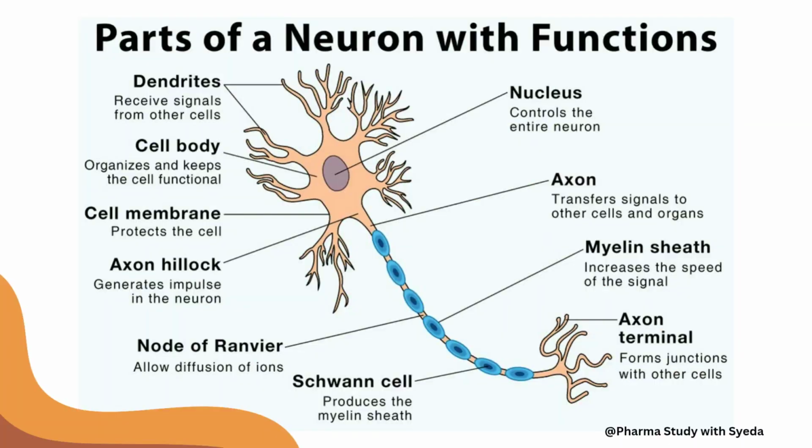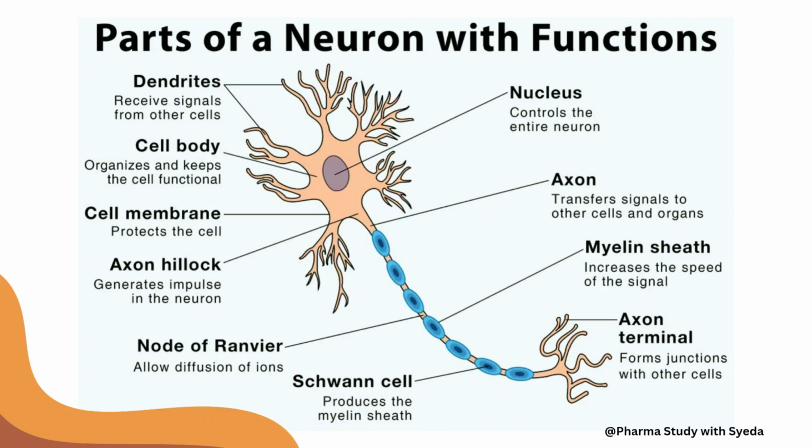First, dendrites, they receive signals from other neurons. Next, the cell body, it controls the neuron's activities. Inside the cell body is the nucleus, it regulates growth and cell functions. The cell membrane protects the neuron and controls what enters and leaves the cell. The axon hillock is where the nerve impulse begins. The axon carries the impulse away from the cell body.